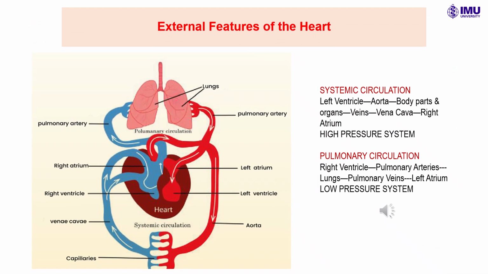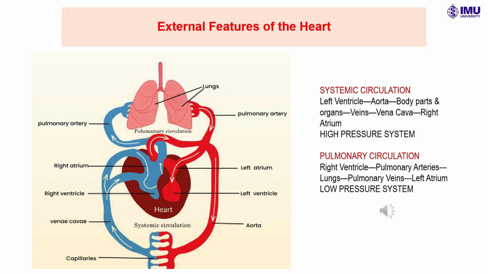There are 2 circulations. Systemic circulation helps to supply oxygenated blood to organs, limbs and brain. Left ventricle pumps blood to body parts and organs via aorta. Veins carry deoxygenated blood, and via superior vena cava and inferior vena cava, bring back blood to right atrium.